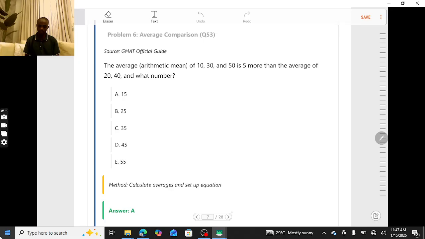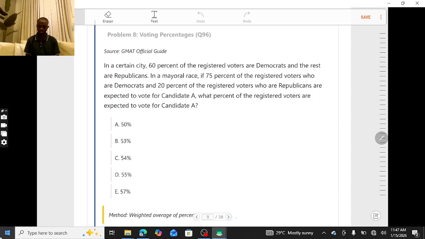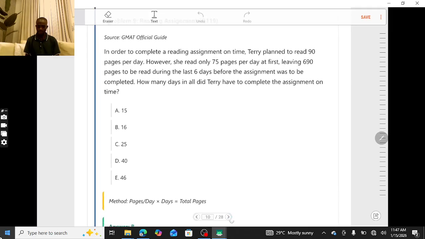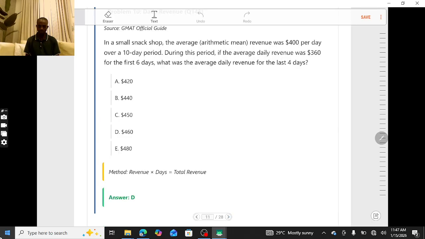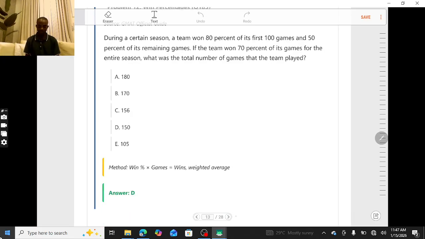We move on. Yes, it's not that they must use a table. Some of them are also regular average questions. But this one we use table. I think this one we also use table. Yeah, this one we use table.